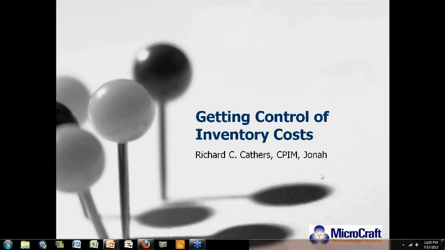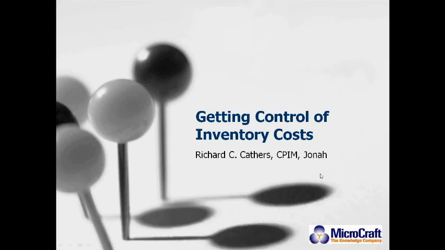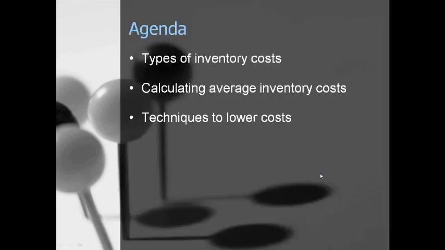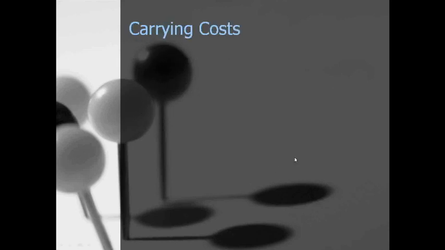So with that, let's start talking about getting control of inventory costs. What we're going to look at this afternoon are three specific items: the types of inventory cost, how you calculate your average inventory cost, and techniques to lower these costs. There are many different types of inventory costs, but today we're going to focus specifically on the cost of carrying material in inventory at your facility.